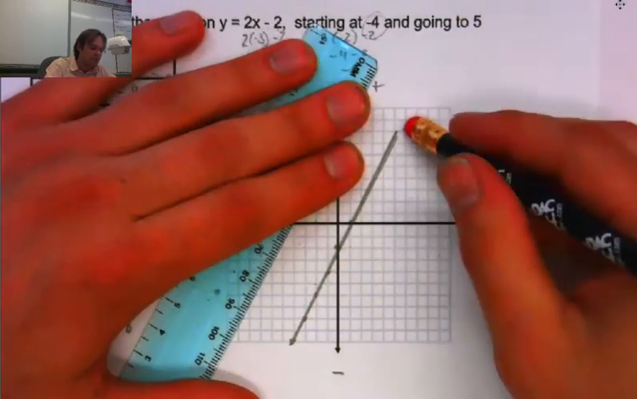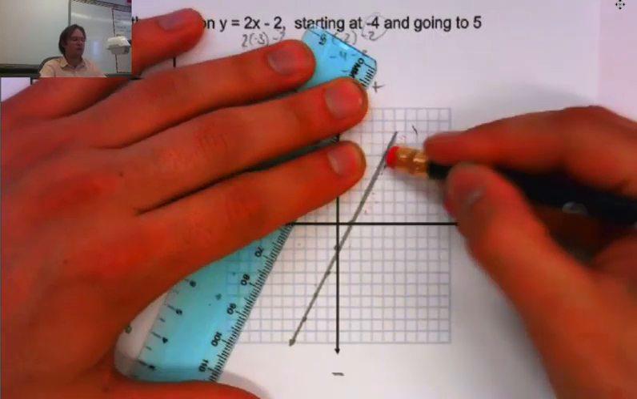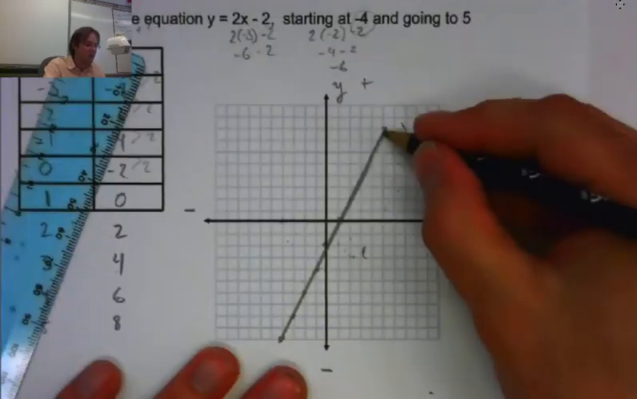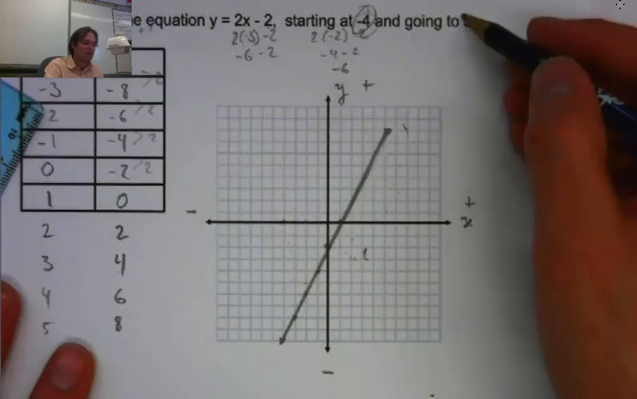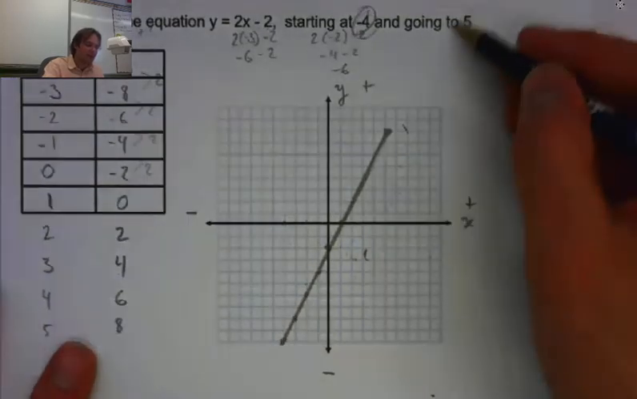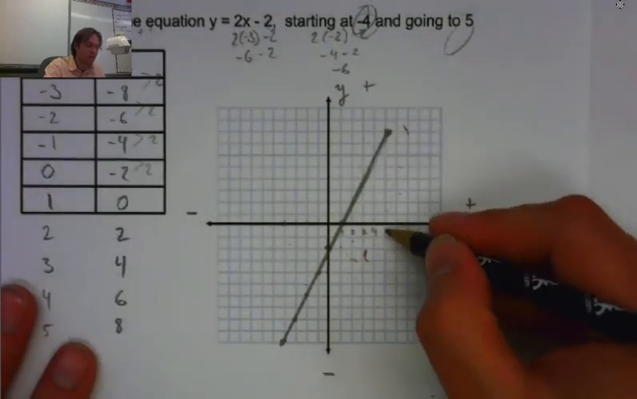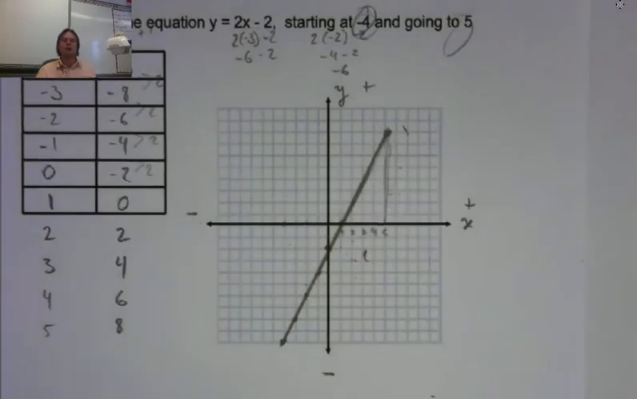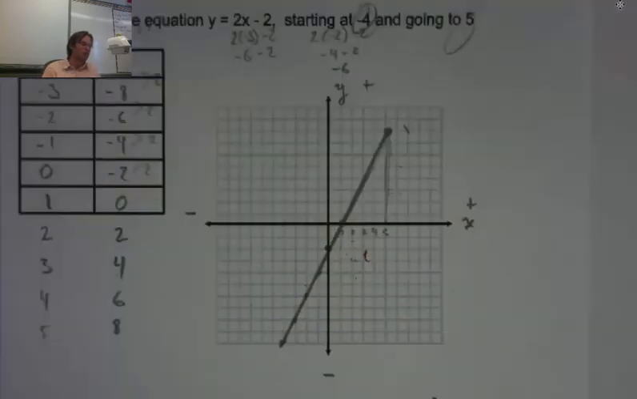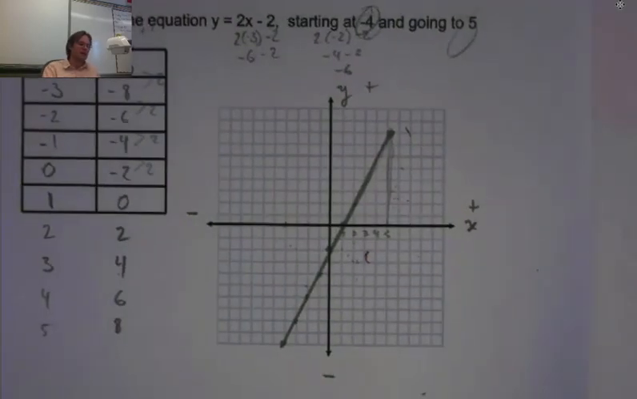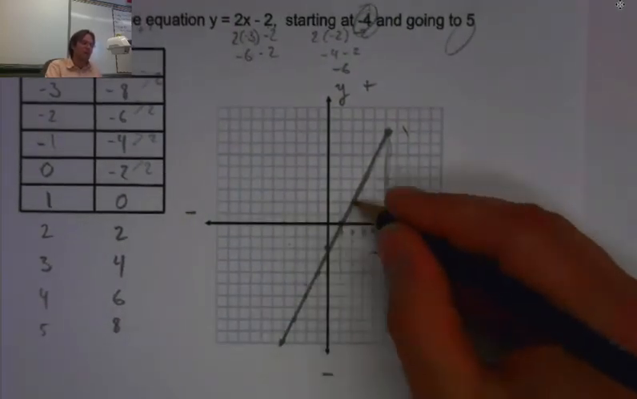Okay. And we only go to point 8, because it says it wants us to graph from -4 all the way to 5. And this here is 1, 2, 3, 4, 5. So we only go this far. And that is how our graph goes. Okay? So we made a table, and we did our graph, and we connected the dots.